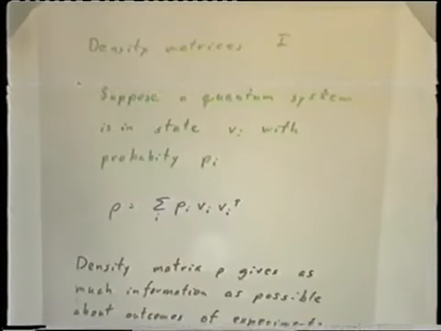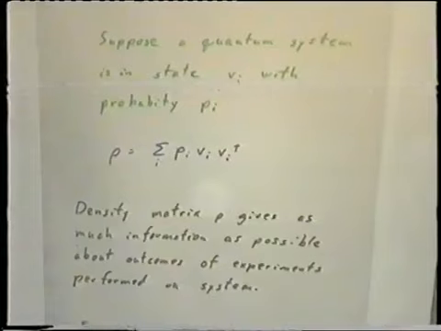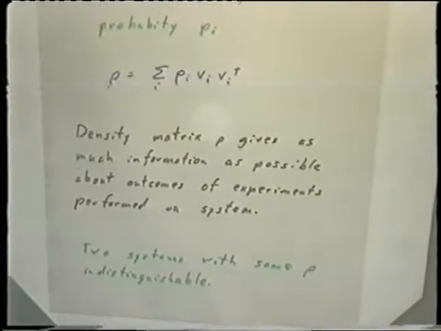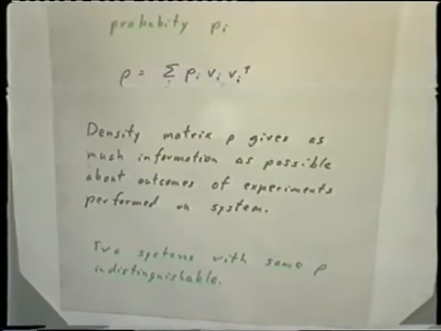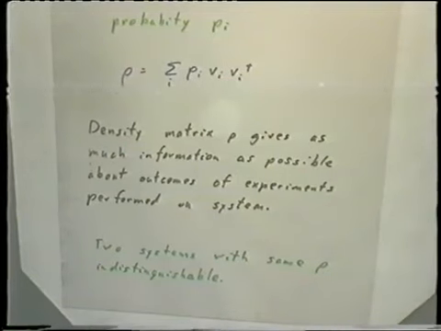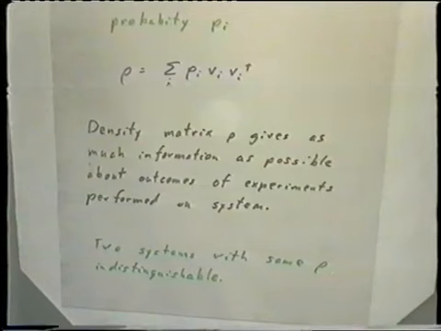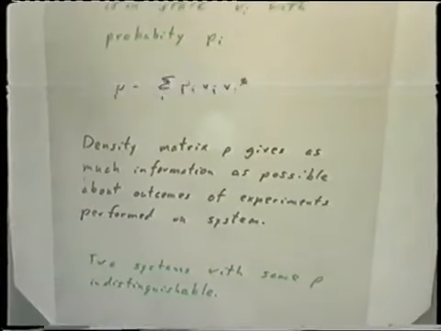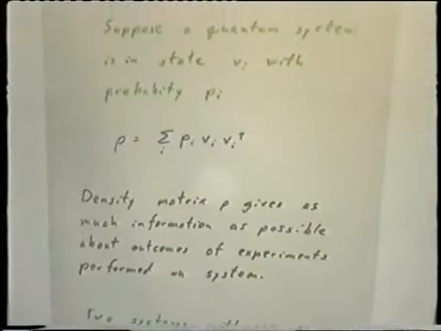And one very nice thing about density matrices is, there are lots of different ensembles of states and probabilities that give the same density matrix. But the density matrix tells you as much information as you can know about the outcome of any experiment you can do on an ensemble of states with the same density matrix. So two systems with the same density matrix are really indistinguishable without additional information. And so this is the first way density matrices arise.